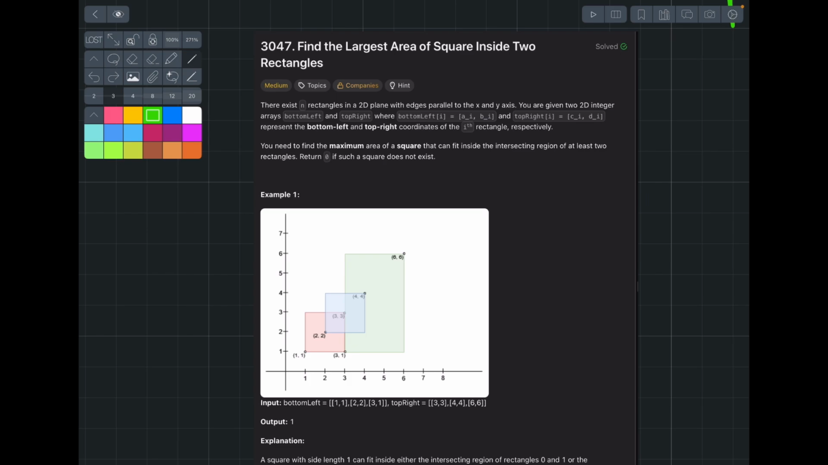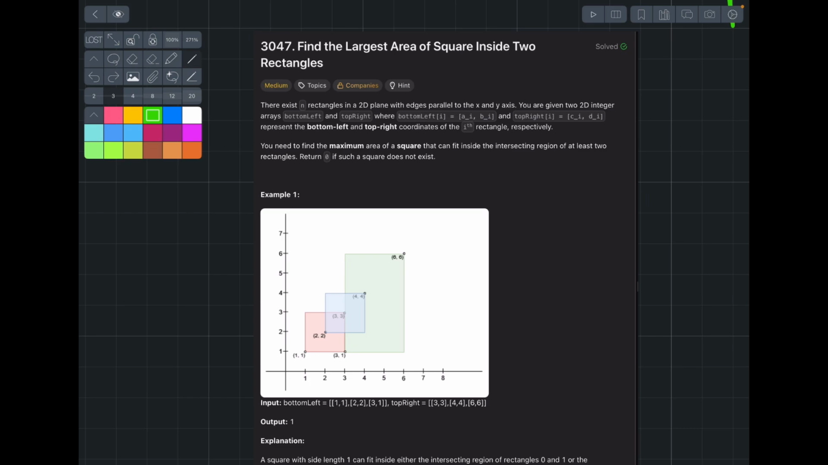So here we are given n rectangles, and each rectangle is defined by its bottom left (ai, bi) and top right (ci, di). Our goal is to find the maximum area of a square that can fit inside the overlapping region of any two or more rectangles. If no two rectangles are intersecting, then we have to return 0.